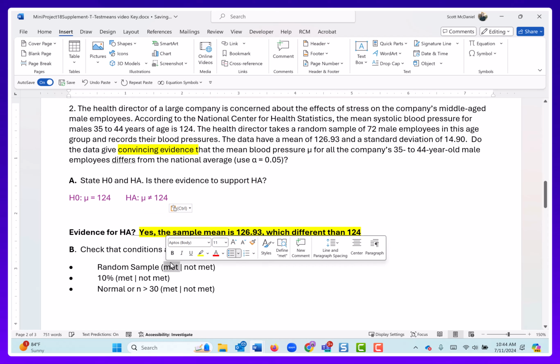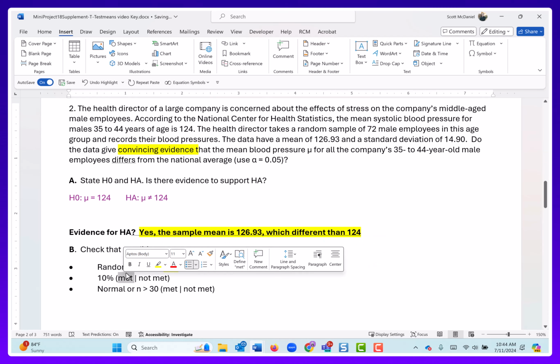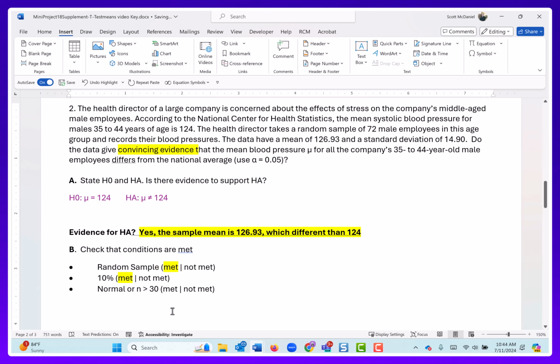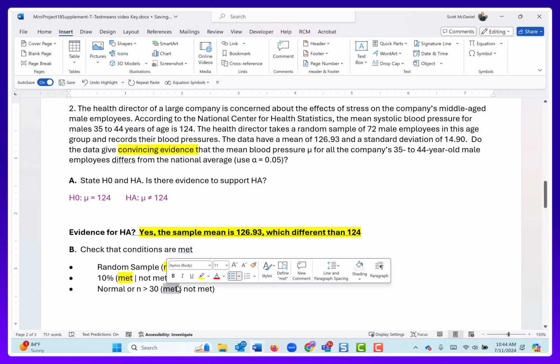Our conditions are met. We've got a random sample, and often we just have to assume it's random. It's not bigger than 10% of all the employees, and we're assuming that. And we have 72, so it's bigger than 30, so that's met. If you're looking at a sample size around 9, 10, 11, 12, or anything less than 30, you would really need to do a histogram, box plot, or dot plot.